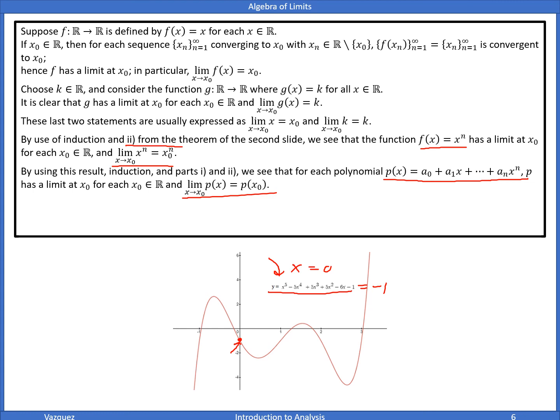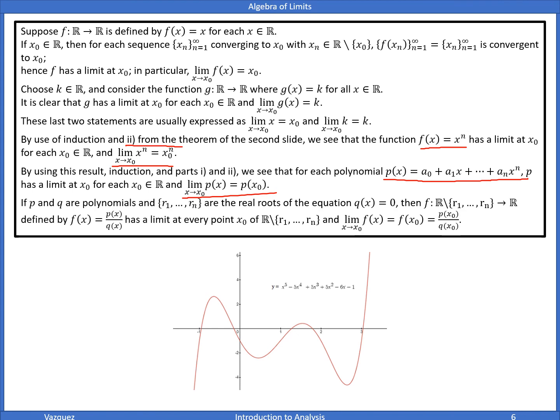And we saw this in calculus class, calculus 1, but we didn't really see why. It's just kind of like, oh, it just happens to be like that.